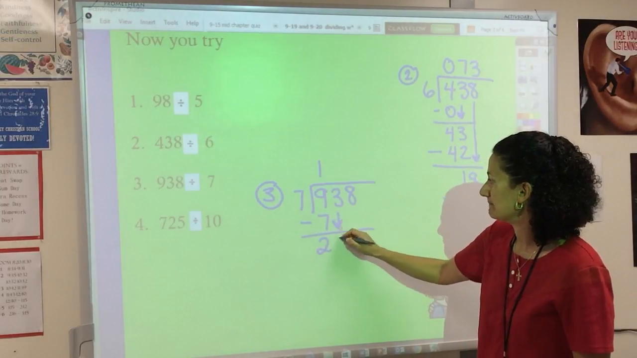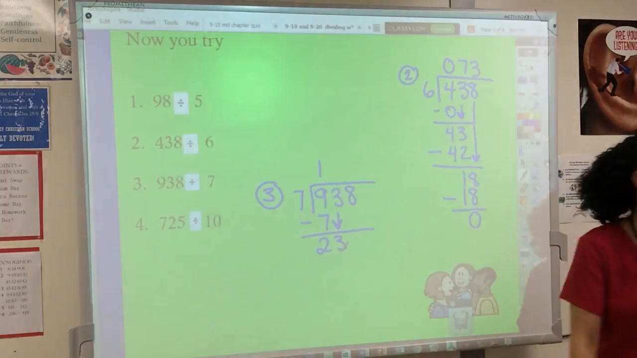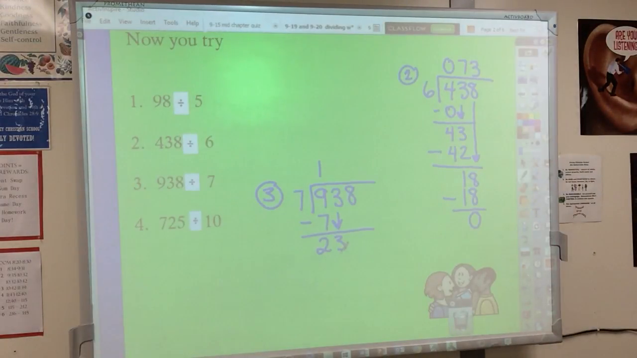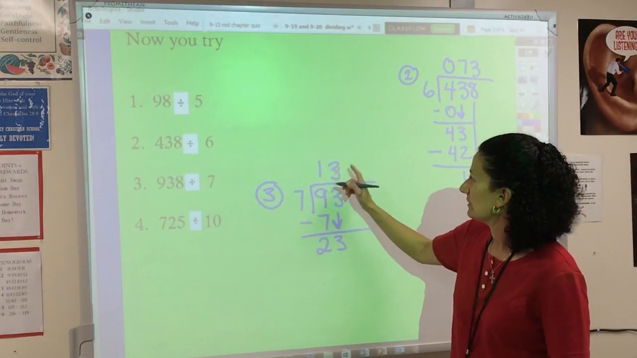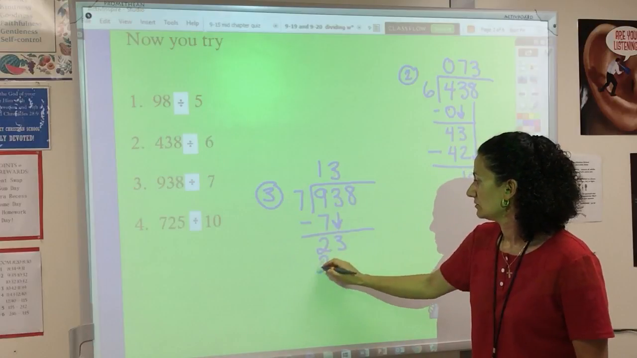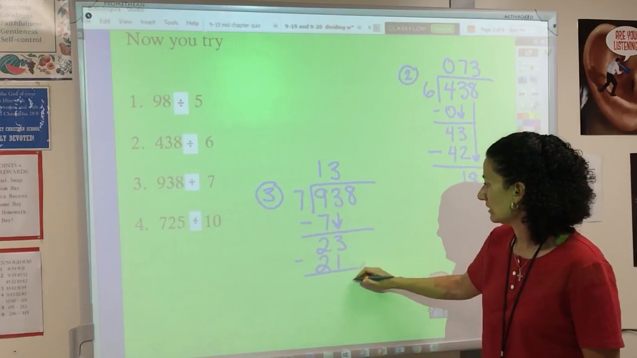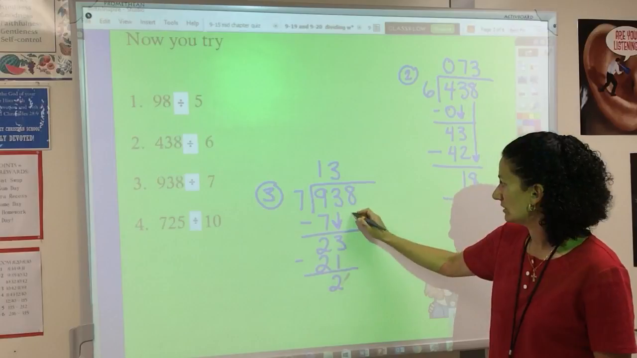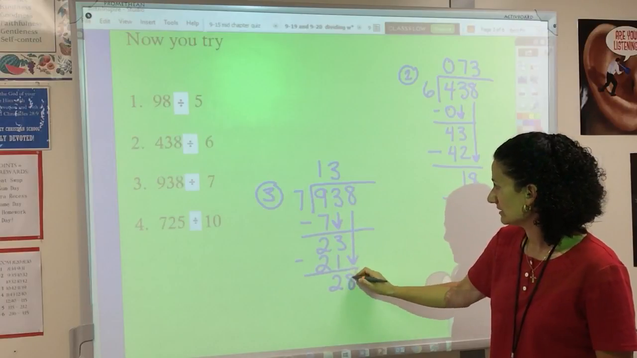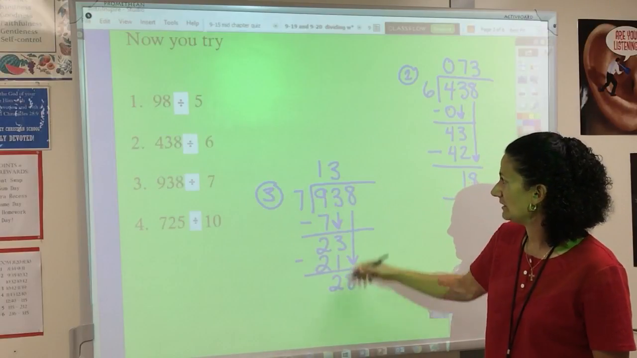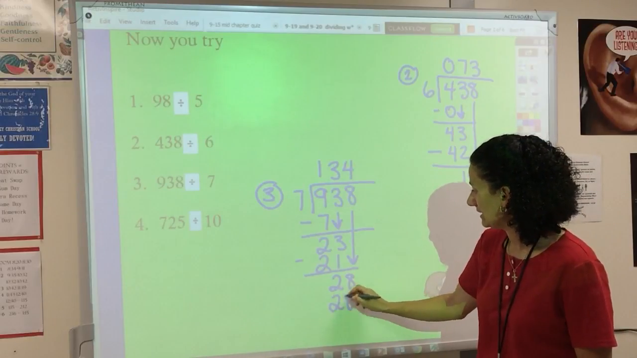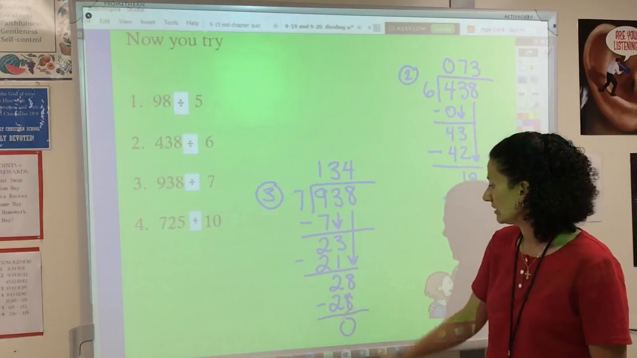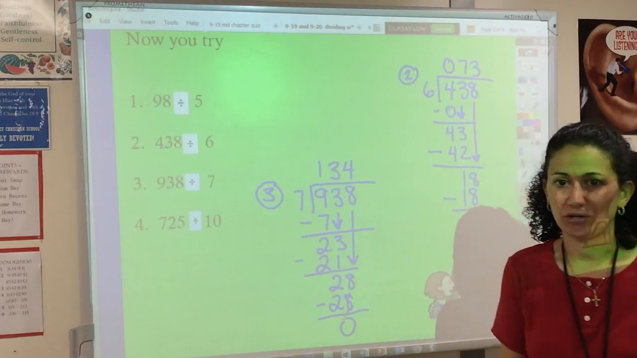Bring down the 3. 7 goes into 23 3 times, because 3 times 7 is 21. I subtract. I get 2. Bring down the 8. 7 goes into 28 4 times, because 4 times 7 is exactly 28. And I again have a remainder of nothing, 0.